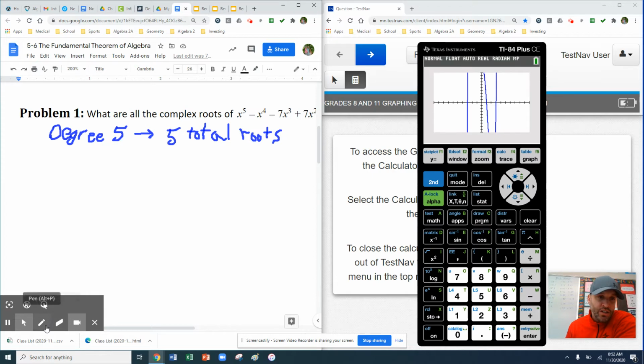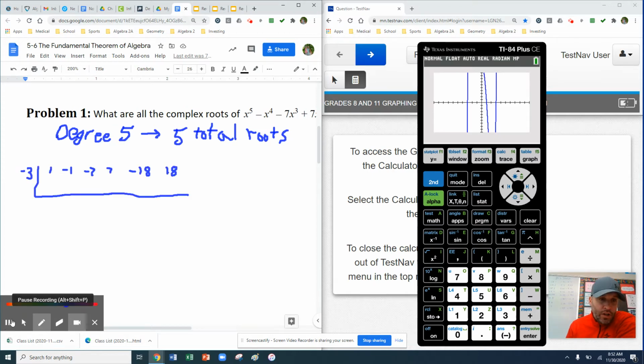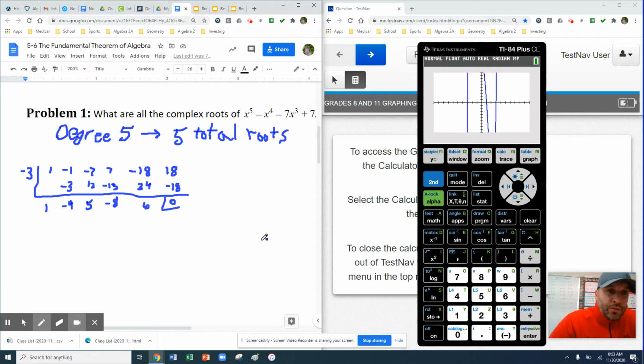And to do that, we are going to use synthetic division. To divide out that linear factor of x plus 3, I'm going to use my skills from section 5.4 using synthetic division. Then we should get that remainder of 0. We talked about the remainder theorem in section 5.4. If you get a remainder of 0, that means that -3 is in fact a factor of your polynomial, which means that x plus 3 is a linear factor.